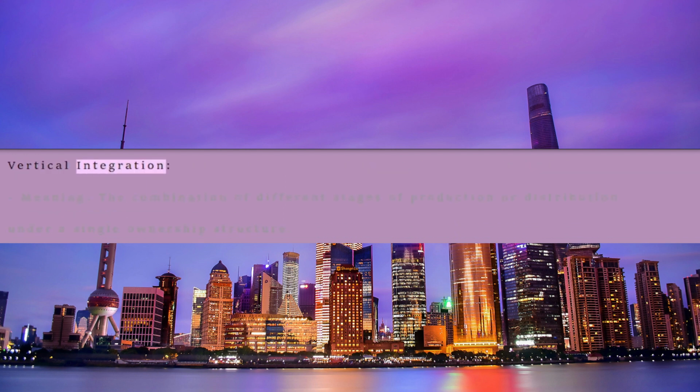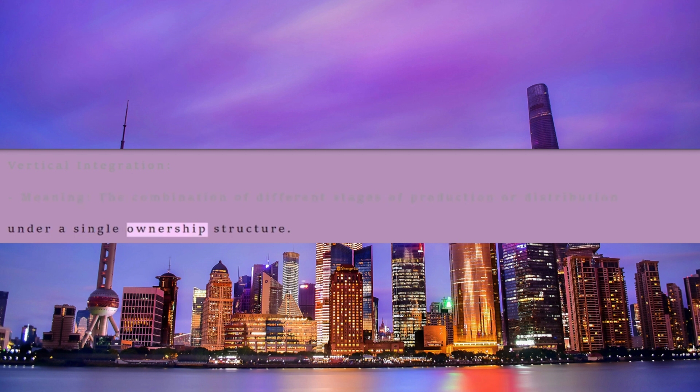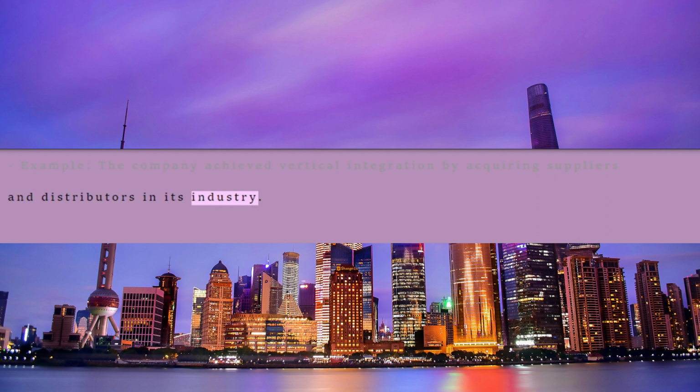Vertical integration. Meaning, the combination of different stages of production or distribution under a single ownership structure. Example, the company achieved vertical integration by acquiring suppliers and distributors in its industry.